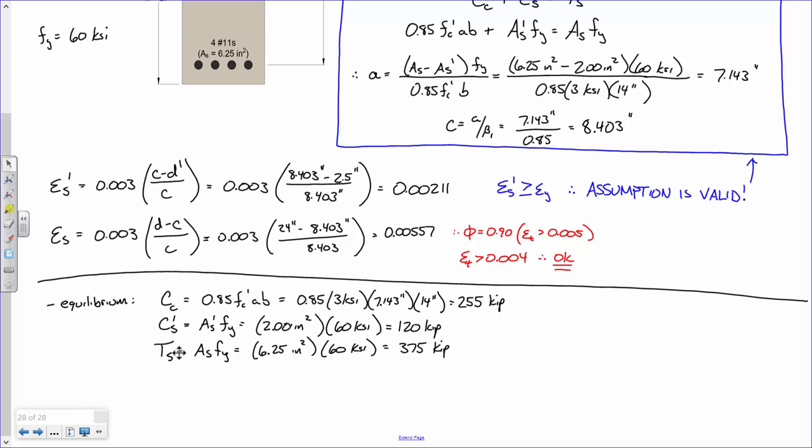But I don't think I get it. I don't know. It just seems weird. No, you're right. We're assuming it's the same. We're assuming what's the same?